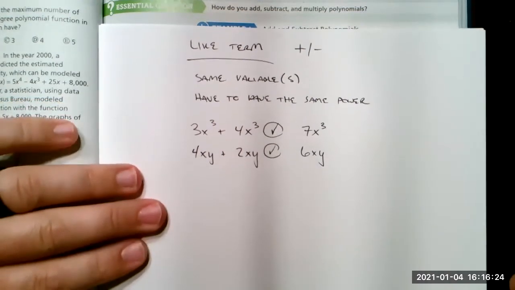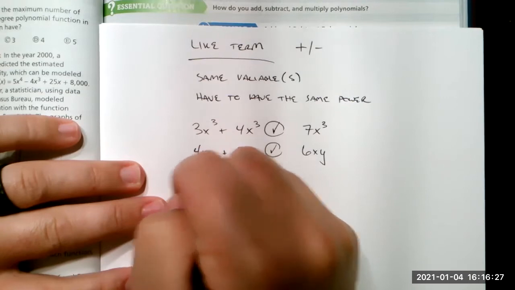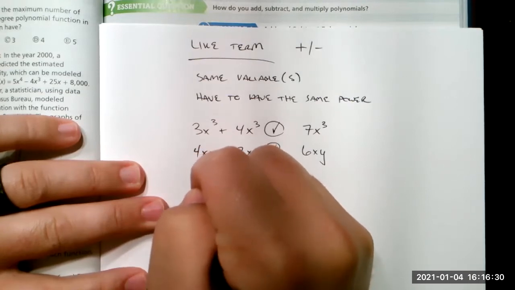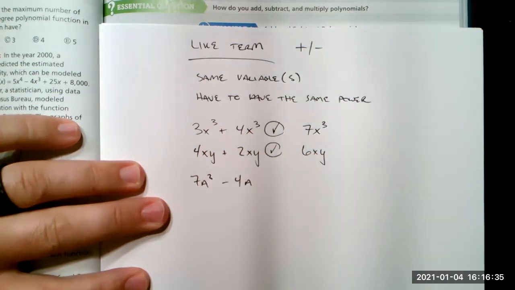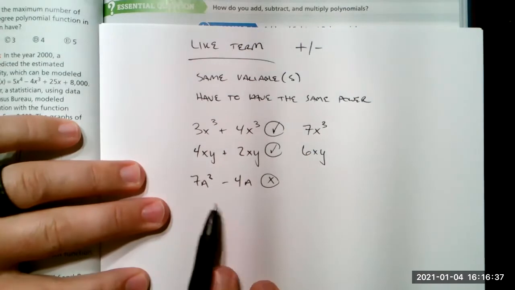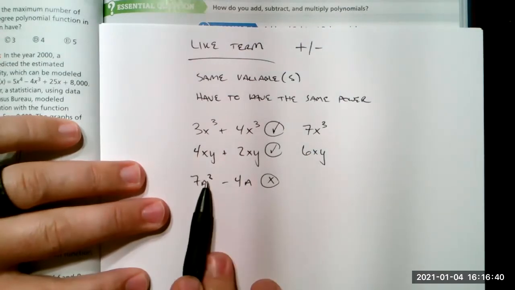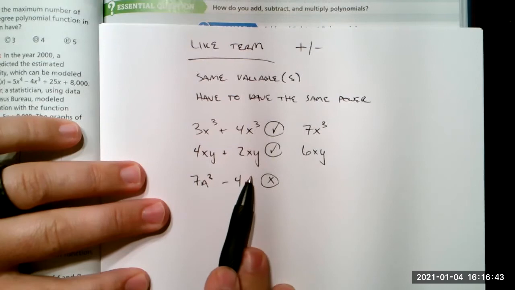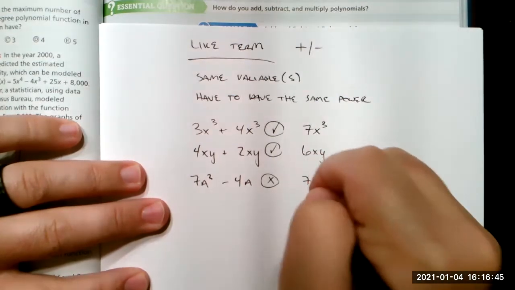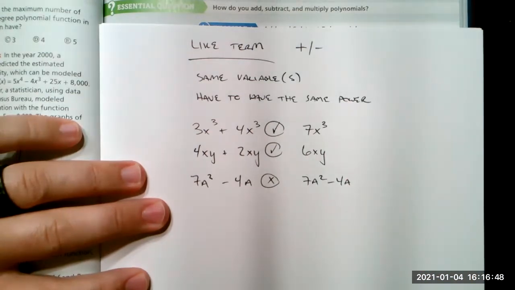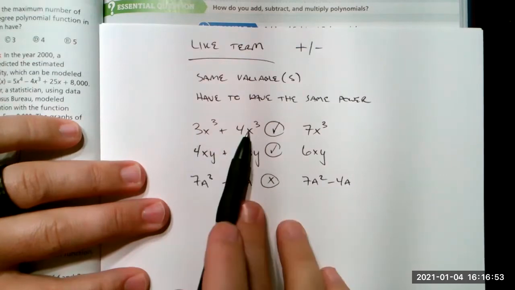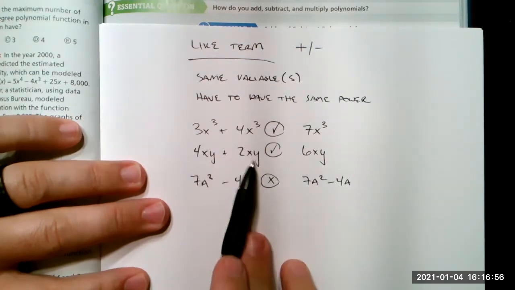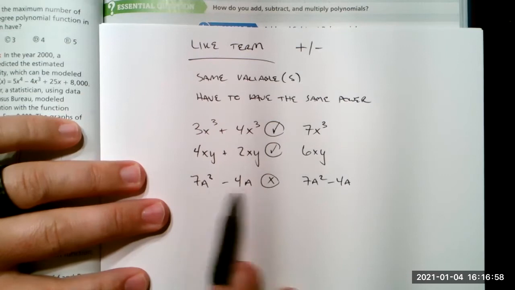Let's look at some cases where they are not the same. How about 7a squared minus 4a? All right, these are not like terms. Sure, they have the same variable, but they have different powers. This is a squared, this is a to the first. So I cannot combine those. They just stay two separate terms. It's like adding apples and oranges, right? Here you're adding apples to apples. Here you're adding apples to oranges. They're two totally separate things. So I can't add them together.